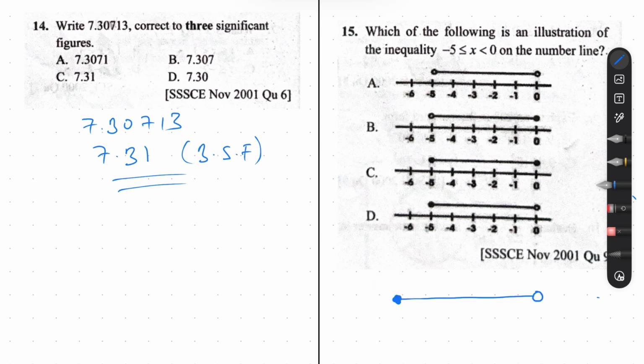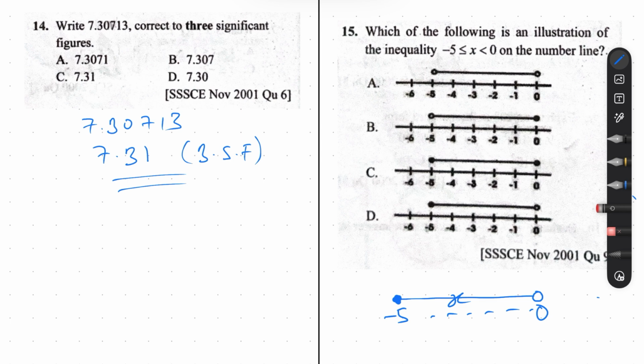So now on our question, we have -5 to be inclusive. So if you write it down, -5 would have to be shaded just like we have right here. And then our zero would be non-inclusive, right? And then our x values will be right here from -5 to 0. And here, -5 is inclusive and 0 is non-inclusive, right? Okay, so let's go to our options and see which is correct.